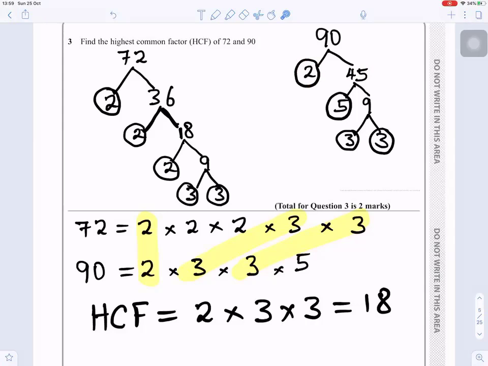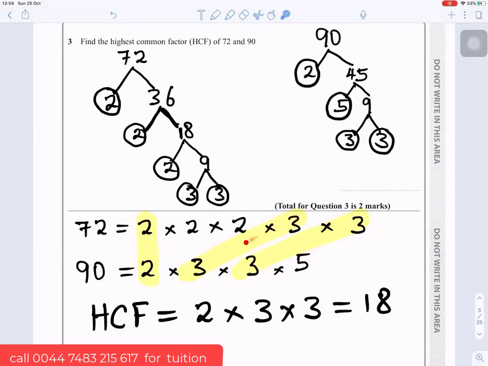2 is a prime number, we circle it. 45, 5 times 9. 5 is a prime number, you circle it. And then 3 times 3. 3 is a prime number, 3 is a prime number. And you can write out the prime factors of 90 as 2 times 3 times 3 times 5. Now you look at what is common or found in both of them. 2 is found in both of them.